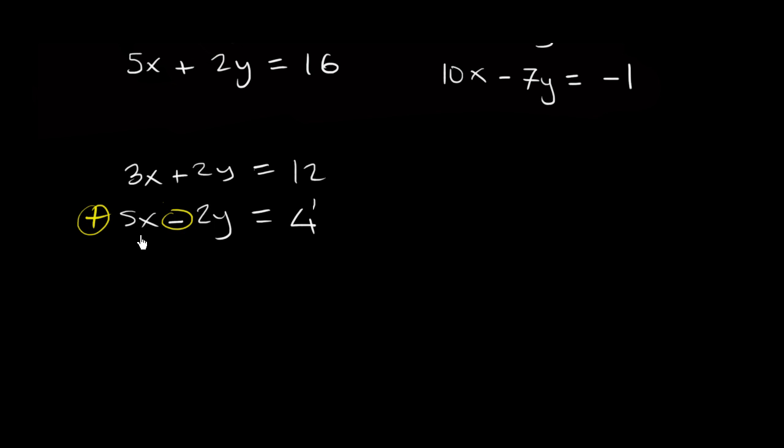So 3x plus 5x is going to give us 8x. 2y plus negative 2y is going to give us 0, so I don't put anything here. Then I add again 12 plus 4 and I get 16. 8x is 16, divide through by 8 and I get that x is 2.